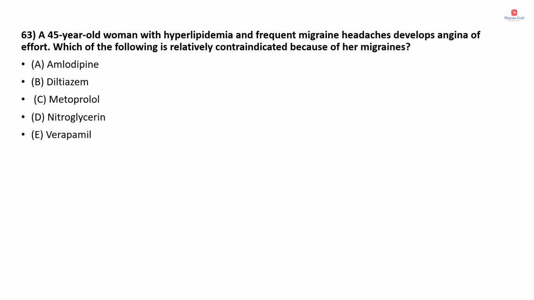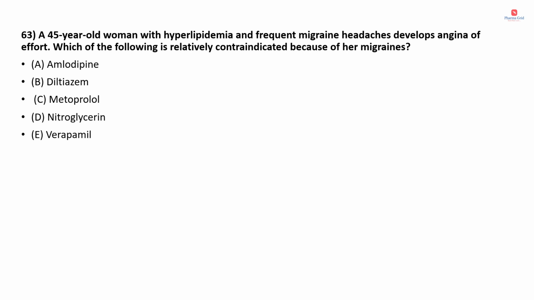Next question. A 45-year-old woman with hyperlipidemia and frequent migraine headaches develops angina of effort. Which of the following is relatively contraindicated because of her migraines? The options are amlodipine, diltiazem, metoprolol, nitroglycerin, verapamil.